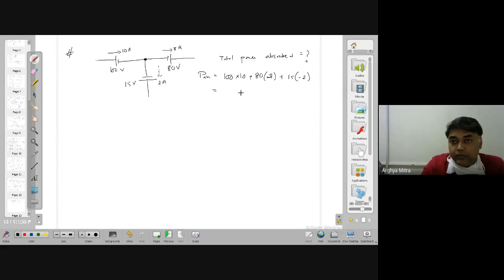So this sum will give you the net power absorbed, right? So this is 1000 minus this is 640 minus 30. So that means total power absorbed is 330 watt. Right. So these are all the problems what I have discussed till now. They came in GATE exam in different times.